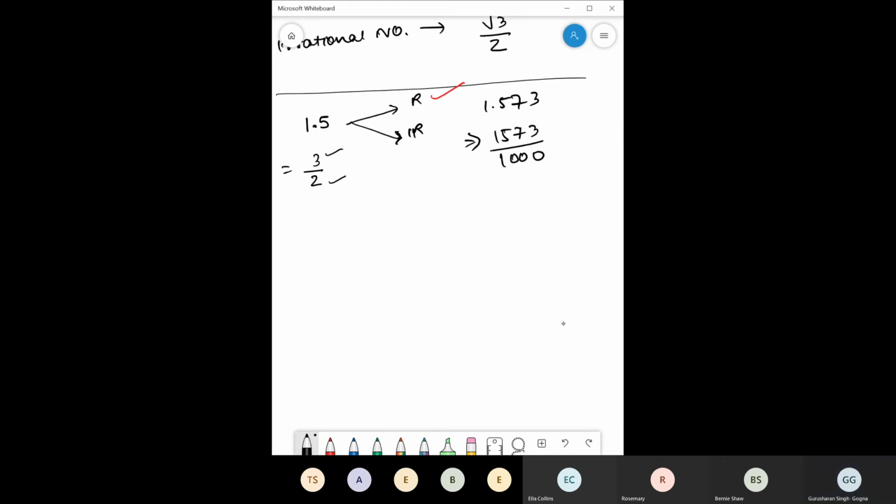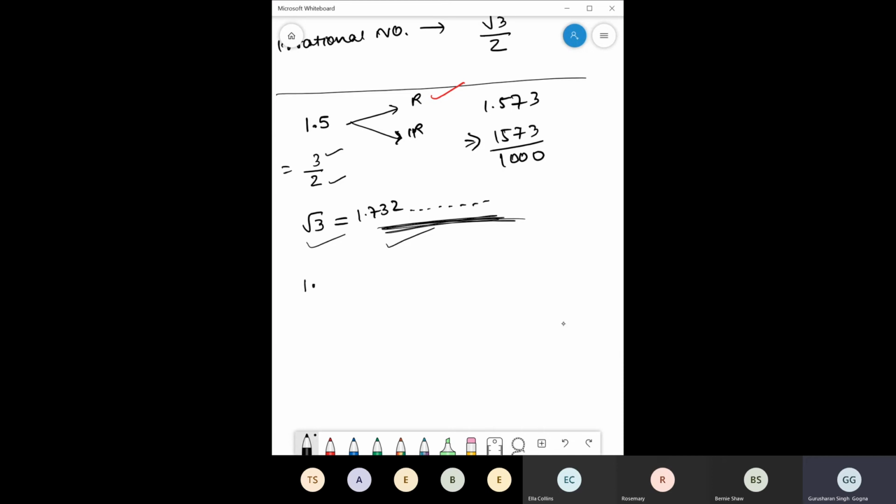Okay. But why is root 3 irrational? The reason for that is if you use your calculator, you will get an answer something like this. And it is never ending because the decimal places are not repeating. So I cannot express this as a fraction because I don't know where it is ending, isn't it? So that's why these kinds of numbers are called irrational numbers. Doesn't matter whether you write it in decimal form or in surd form, root 3.